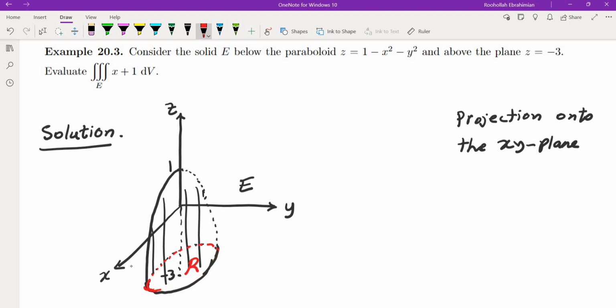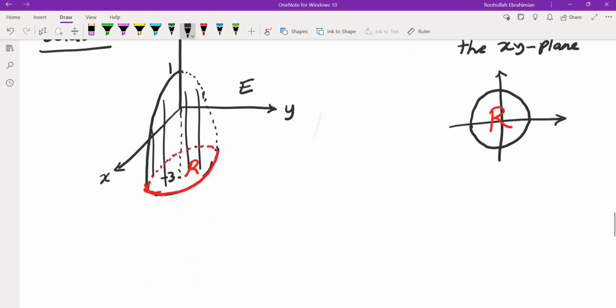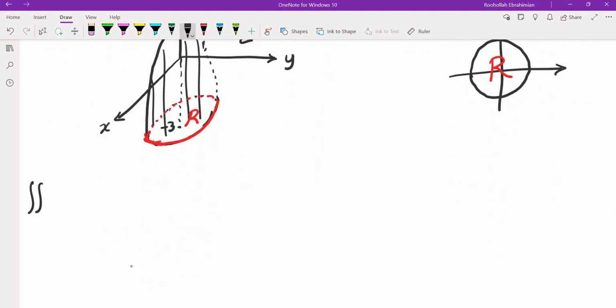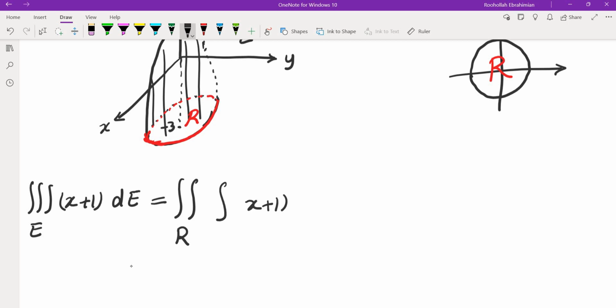So what we're going to do is look at this R and decide what coordinate system to use. If we look at R, we get a region that is not quite Cartesian, so it's best to use polar coordinates for this one. So we will do that. We have the triple integral over E of x plus 1 dV. As we discussed, this would be the double integral over R and then the integral of x plus 1 dz and then dA.